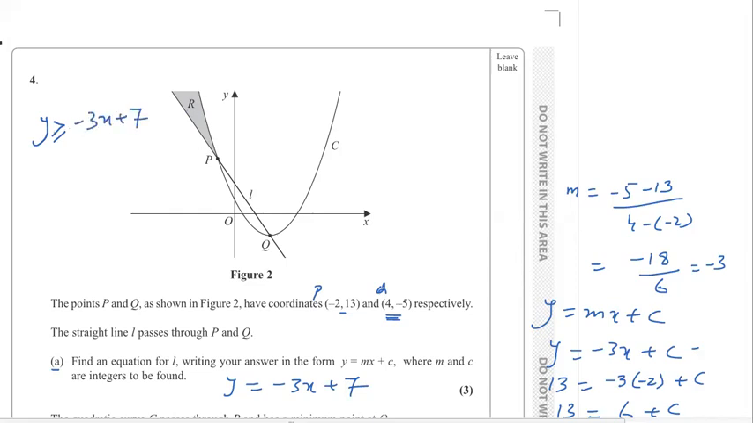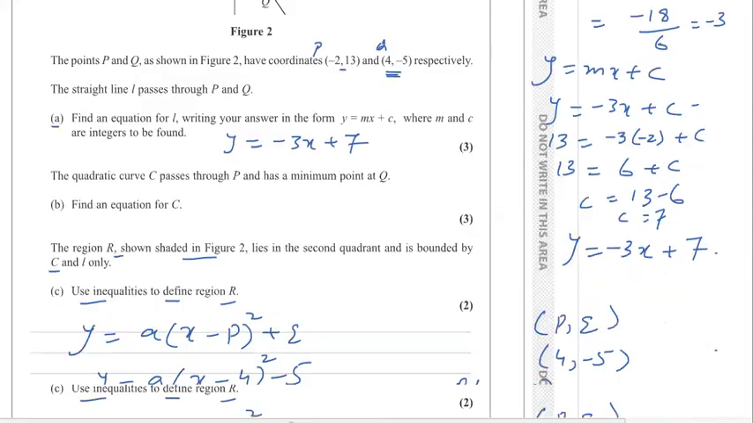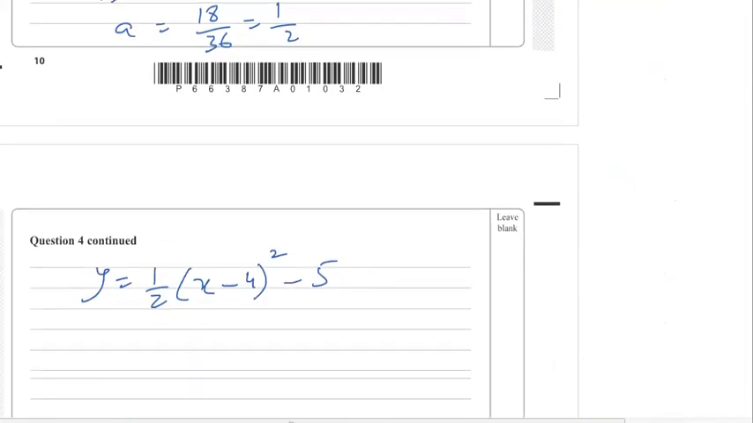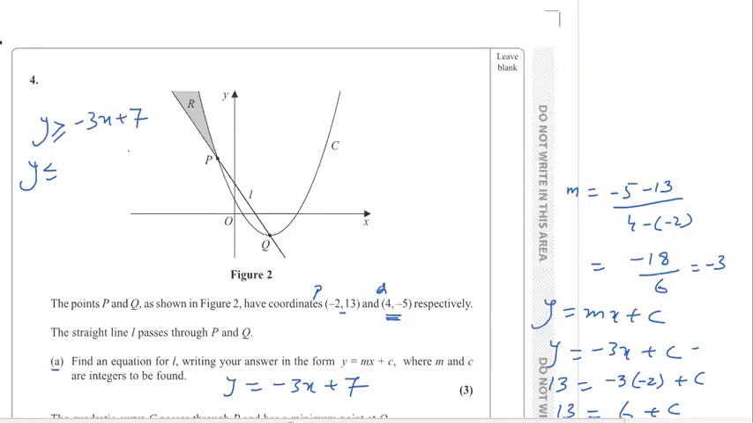Being a solid line, I have to write greater than or equal to. Now for the second one, it's under the curve. The curve is also a solid curve, so it will be y less than or equal to the equation of the curve, which is 1/2 (x - 4)^2 - 5.